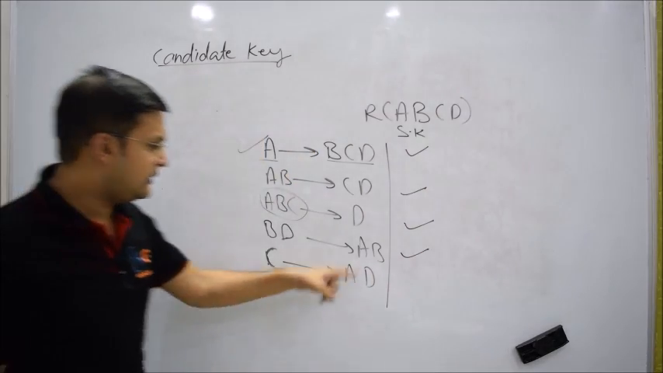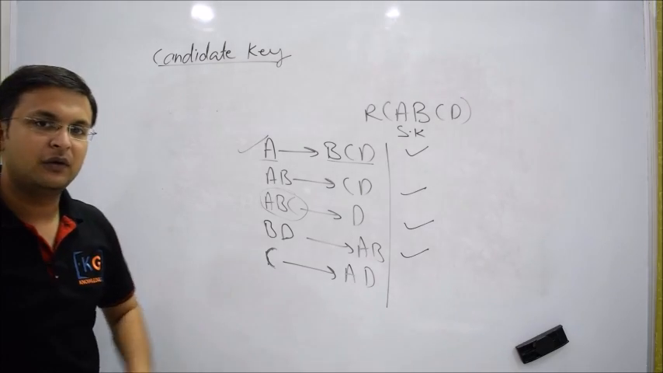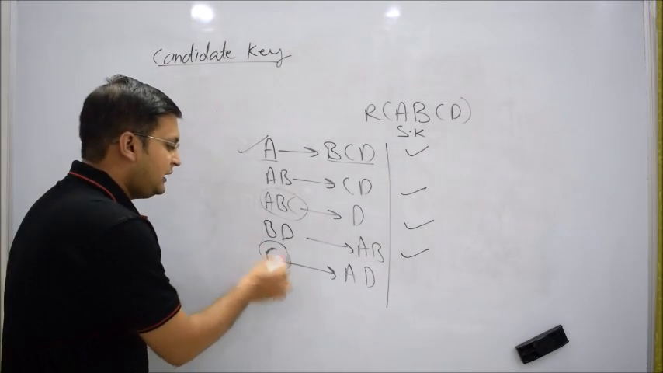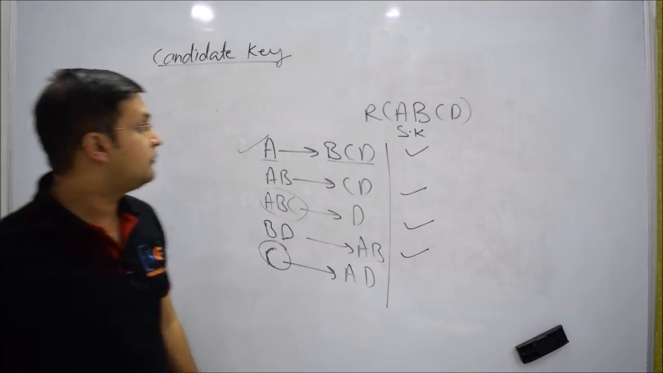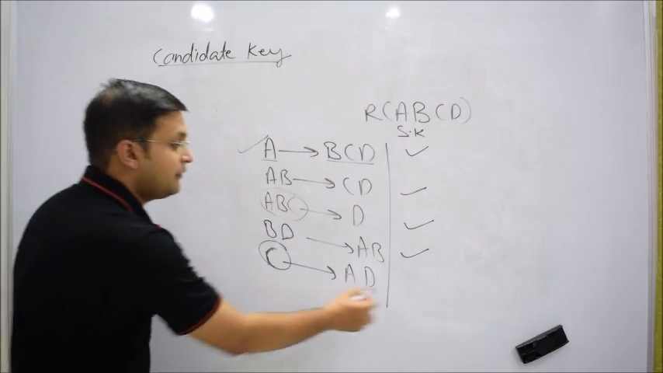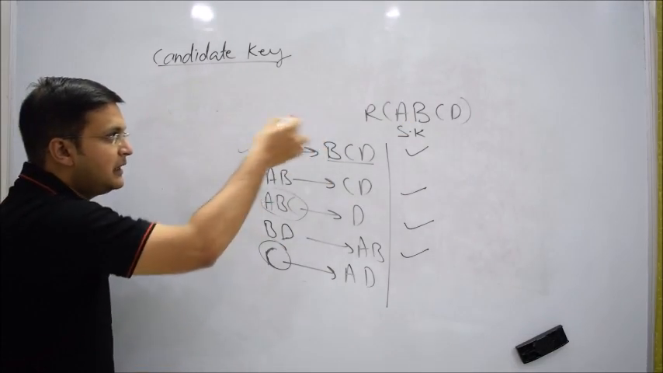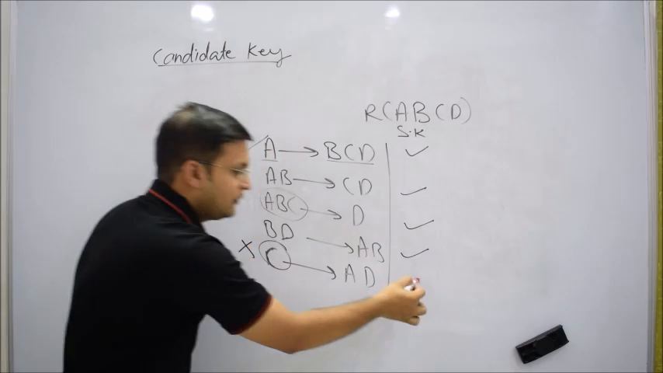Can I say C is a super key? You say answer is no. Why? Because with C you can only find AD, and what you cannot find is B. So I cannot find the entire row or all the attributes, so I'll say now this is not a super key.